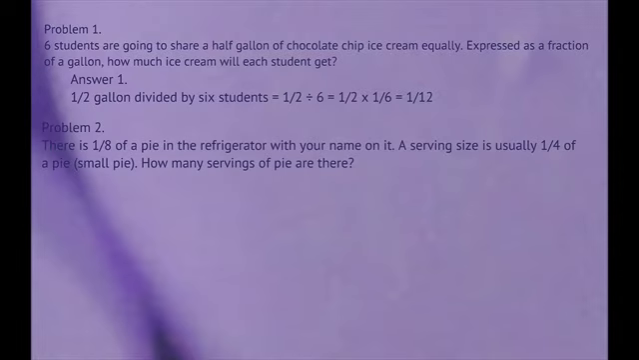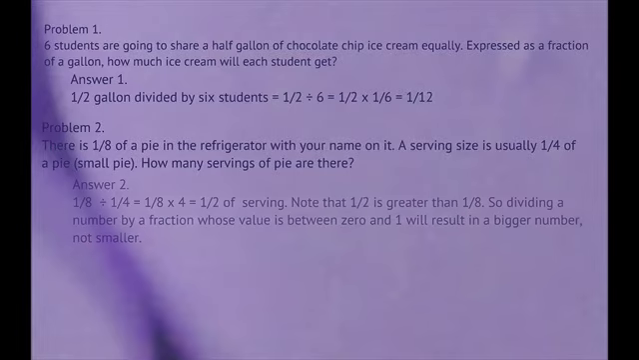Problem 2. There's 1/8 of a pie in the refrigerator with your name on it. A serving size is usually 1/4 of a pie. It's a small pie. How many servings of pie are there? So visualize a standard 1/4 of a pie serving, and you have 1/8 of a pie in the refrigerator. So your intuition should tell you that 1/8 of a pie is half of 1/4 of a pie. So let's look at the math. 1/8 divided by 1/4 equals 1/8 times 4 equals 1/2 of a serving. Note that 1/2 is greater than 1/8. Here's your example of what happens when you divide by a fraction between 0 and 1.